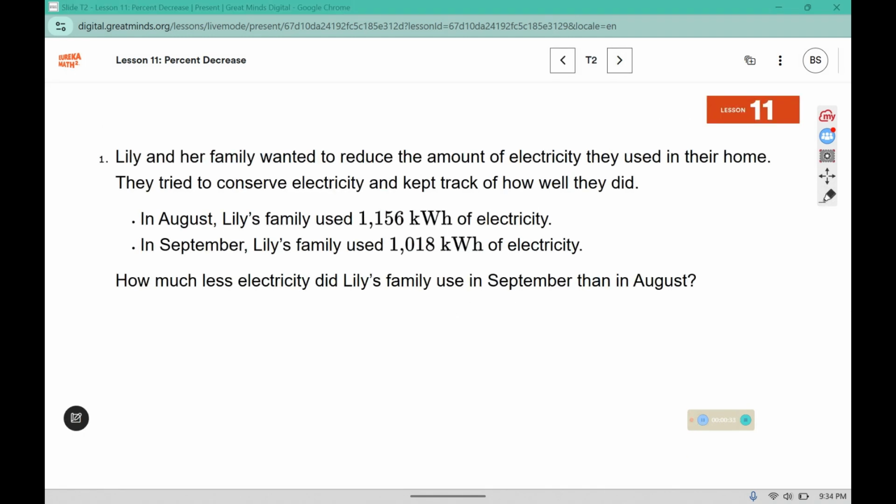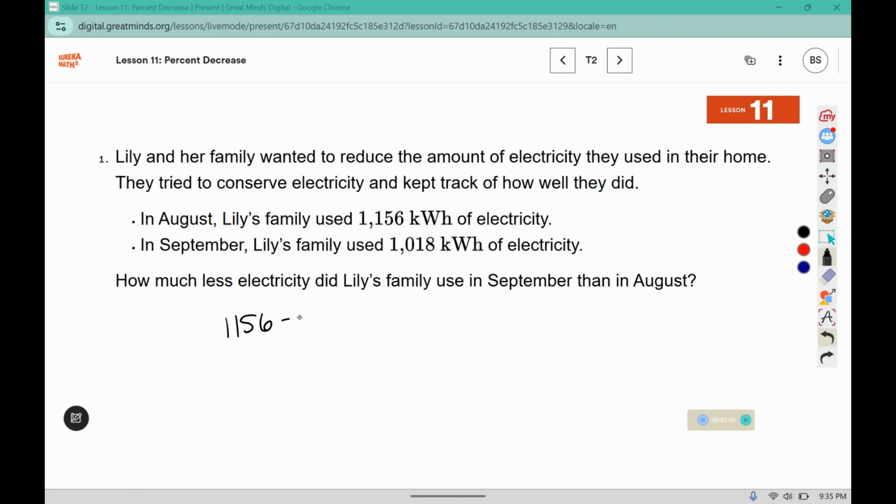Lily and her family want to reduce the amount of electricity they use in their home. They tried to conserve electricity and kept track of how well they did. In August, Lily's family used 1,156 kilowatt hours of electricity. In September, Lily's family used 1,018 kilowatt hours of electricity. How much electricity did Lily's family use in September? How much less electricity did Lily's family use in September than in August?